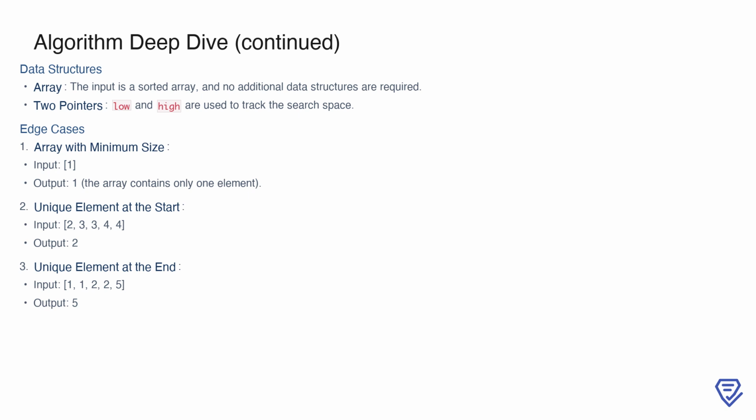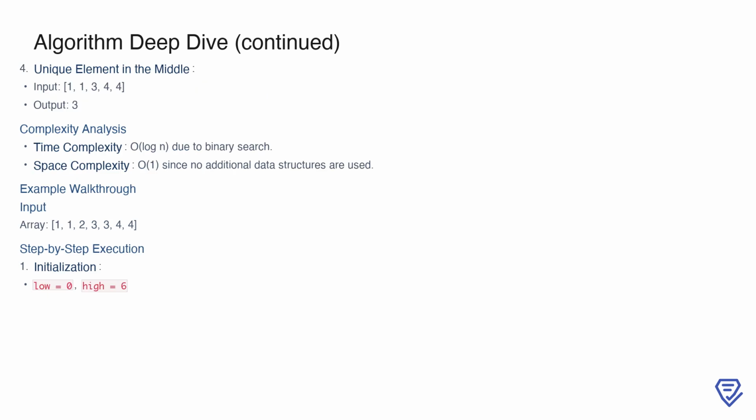Similarly, if the unique element is at the end, as in 1, 1, 2, 2, 5, the algorithm will correctly return 5. These examples highlight the flexibility of the binary search approach in handling different scenarios while maintaining its efficiency. Now, if the unique element is located in the middle of the array, the algorithm handles this case seamlessly as well. For instance, consider the array 1, 1, 3, 4, 4. The unique element, 3, is positioned in the middle. The binary search process will quickly locate it by narrowing down the search space based on the pairing pattern disruption.